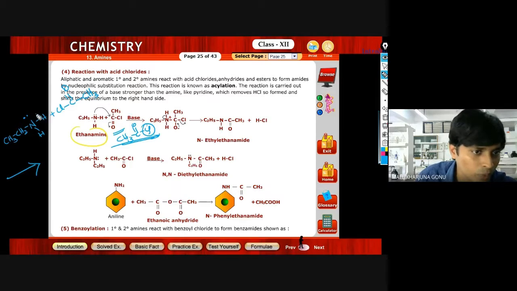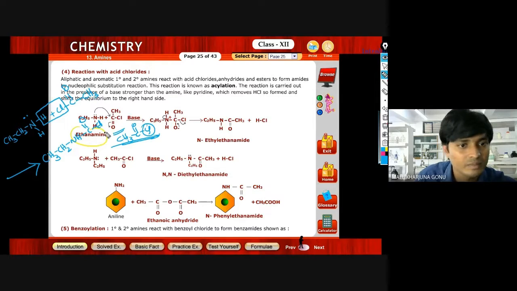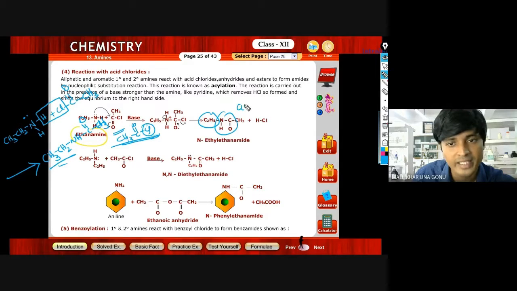So what do you have to do? Simply eliminate HCl, add both. So what functional group is it now? CH3CH2NHCOCH3. Okay, CH3CH2 is simply written as C2H5 here. So like that you can expand it: CH3CH2NHCOCH3. What does this functional group CONH mean? Amide it is, right? And basically you are eliminating HCl at the end.